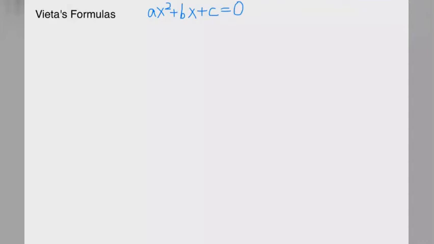Today I'm going to be deriving Vieta's formulas, which are formulas that apply to any equation, and they define properties of roots. If we have this quadratic equation here, Vieta's formulas can tell us the sum of the roots and can also tell us about the product of the roots, which can be very useful.